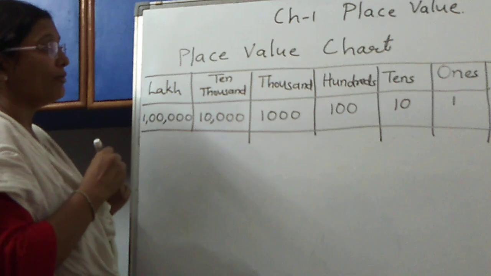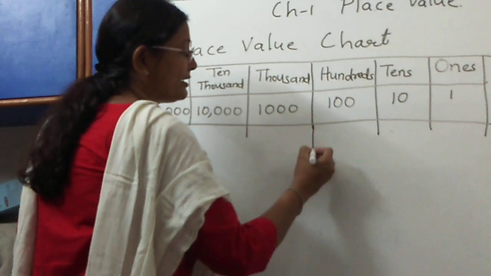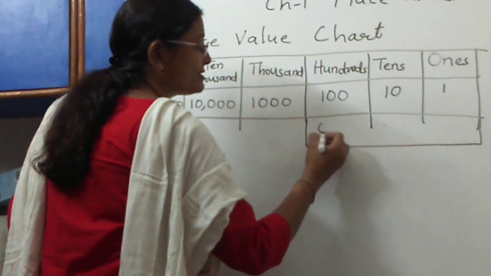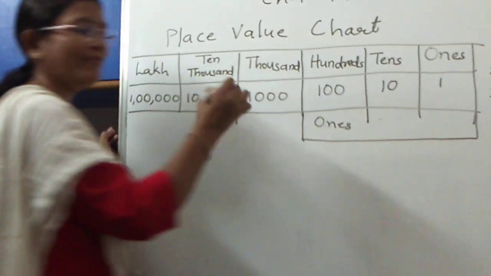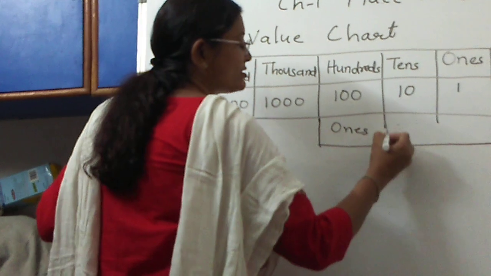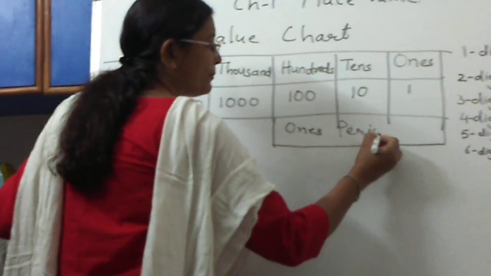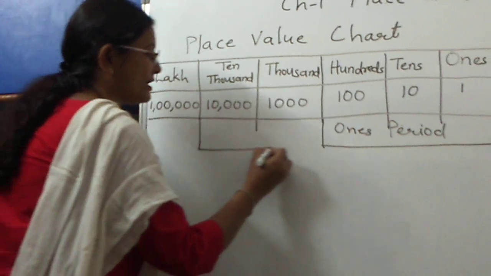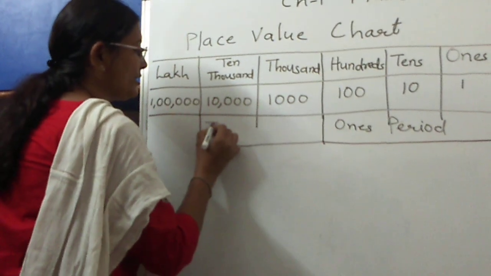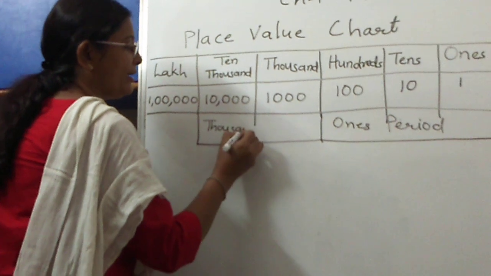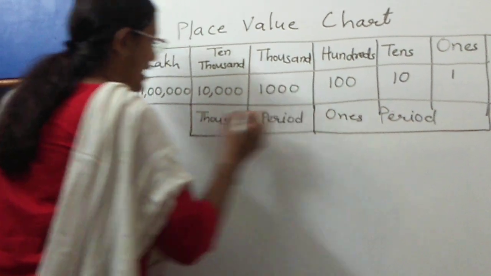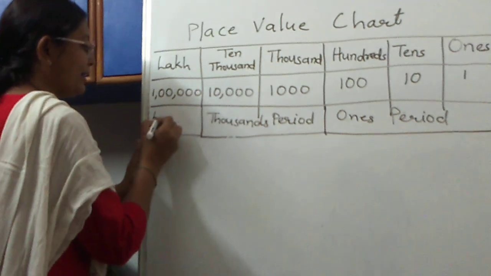Now one more thing in this: the last 3 digits make the ones period. They are all divided into periods. This is called the ones period. 1000 and 10,000 merge and make the thousands period, right? And the last one will make the lakh period.